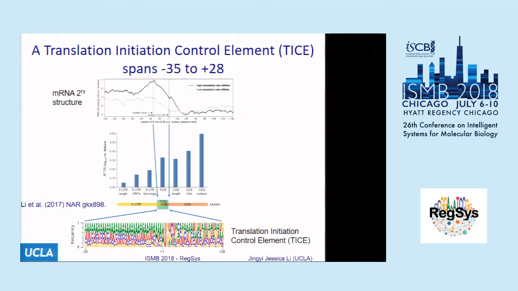The biological interpretation of this element is this: if you look at the folding energy of the highly translated genes and the lowly translated genes, you can see that this region corresponds to the biggest gap in the folding energy between the two groups.